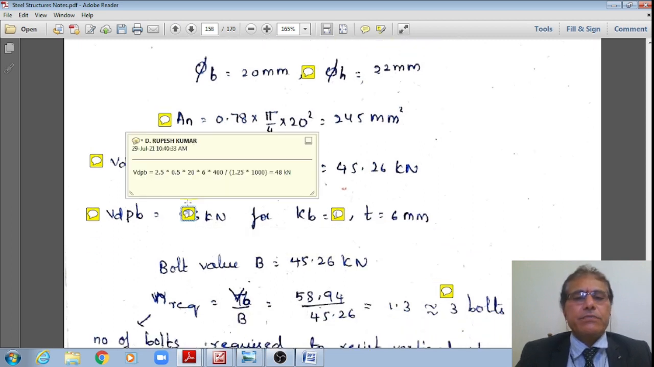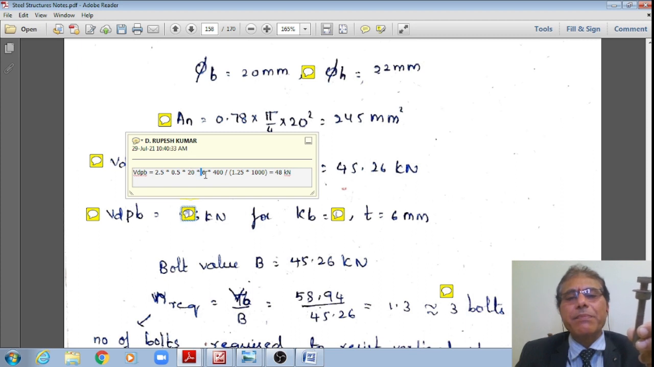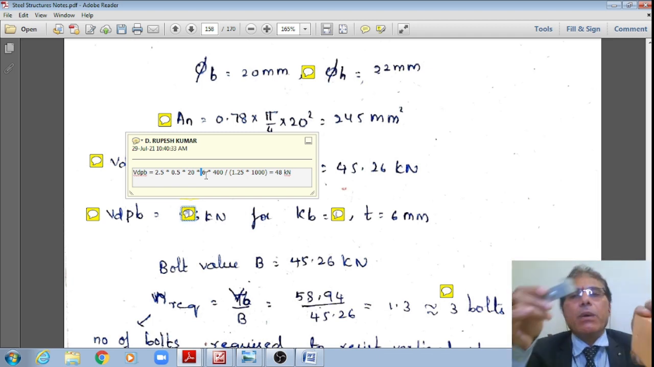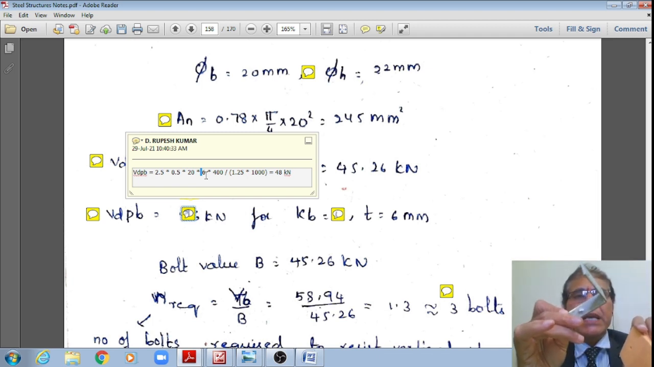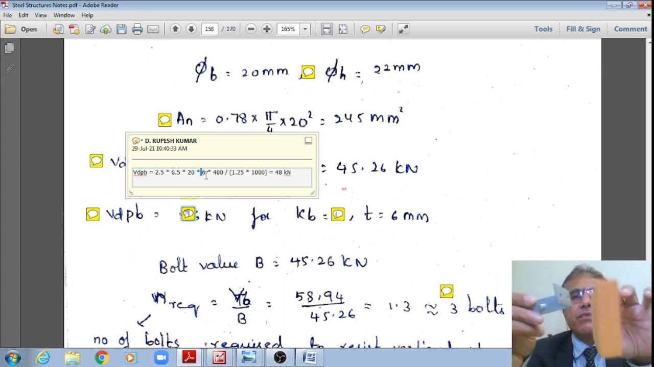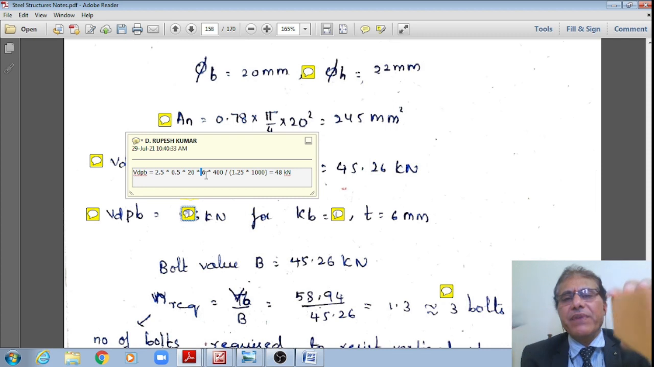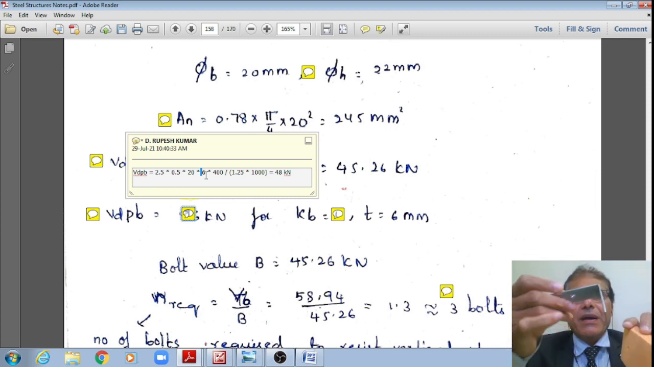Hence, substituting that, I get the bearing strength of the bolt as 2.5 multiplied by KB, 0.5, multiplied by the diameter of the bolt, 20, multiplied by the thickness for the bearing. Please make a note that I am choosing a batten plate of 6 mm, whereas the flange thickness itself is 13.6. Therefore, of these two, the 6 mm batten plate will fail first, not the 13.6 of the channel section, student. Please make a note.